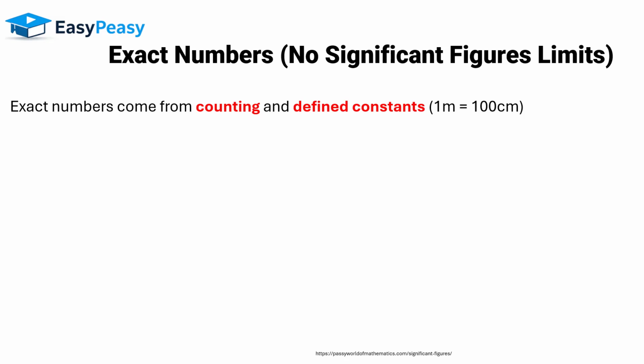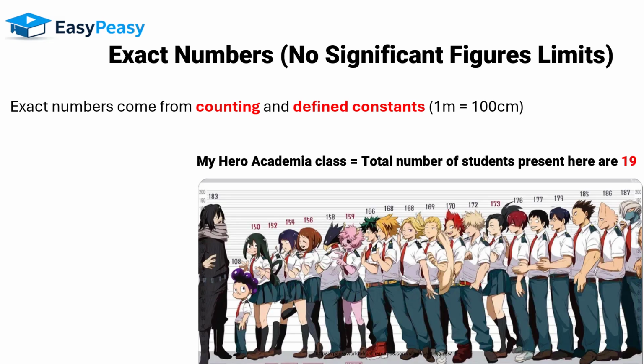For example, let's take this class. We have the My Hero Academia class, and if we start counting the number of students present here, then we can count them, right? So 1, 2, 3, 4, 5, 6, 7, 8, 9, 10, 11, 12, 13, 14, 15, 16, 17, 18, and 19. So we have 19 students here.